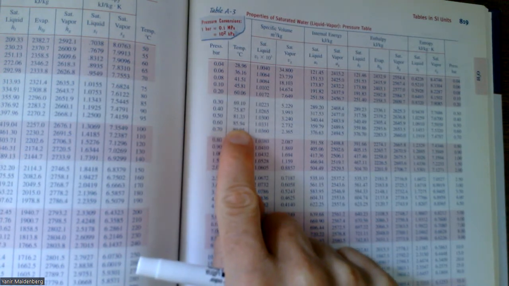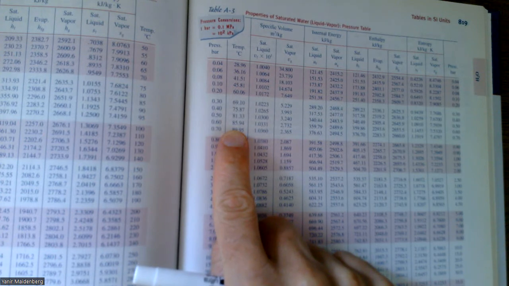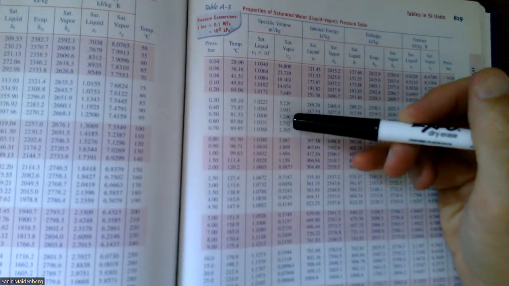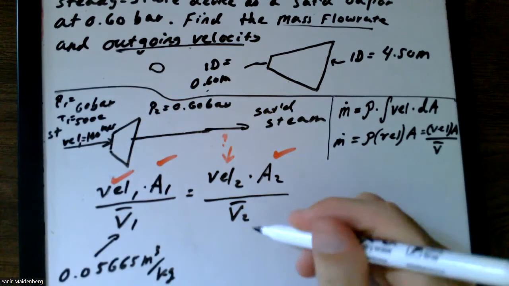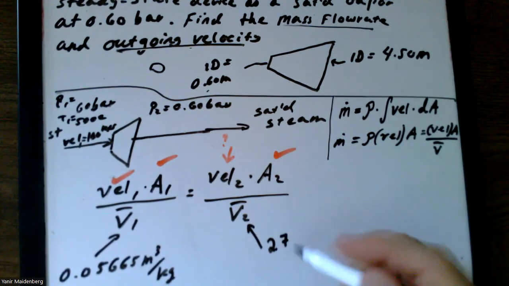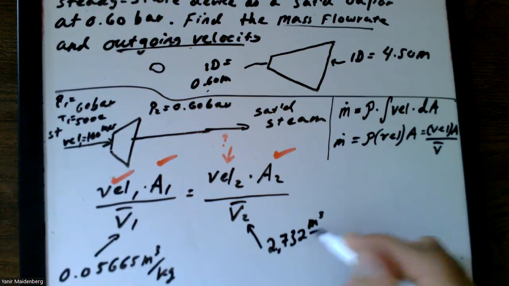I don't need the temperature for any calculation, but the temperature at that point is 85.94. What I actually need is the specific volume of the gas. Okay, because I'm going to assume the entire thing is gas, steam, and so it's going to be 2.732. Okay, so I'm going to put that down here, and I know now that this is 2.732 meters cubed per kilogram.